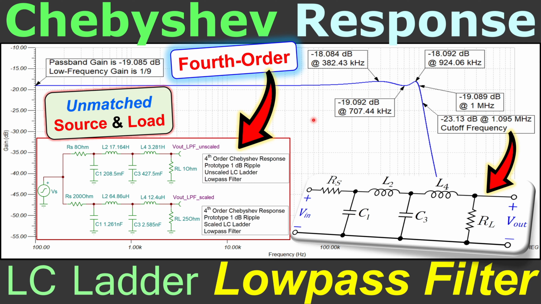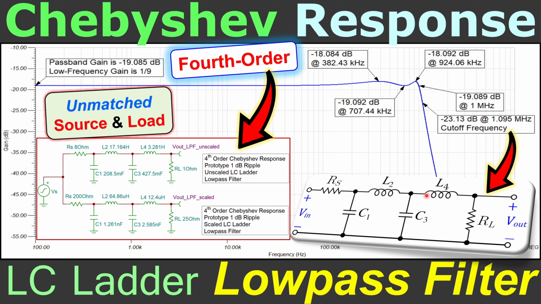Welcome to a new video about LC ladder filter design. This is our example considering the Chebyshev response for a low pass filter. We will discuss the fourth order filter, which is an even order filter, and we will see that we will use an unmatched source and a load.